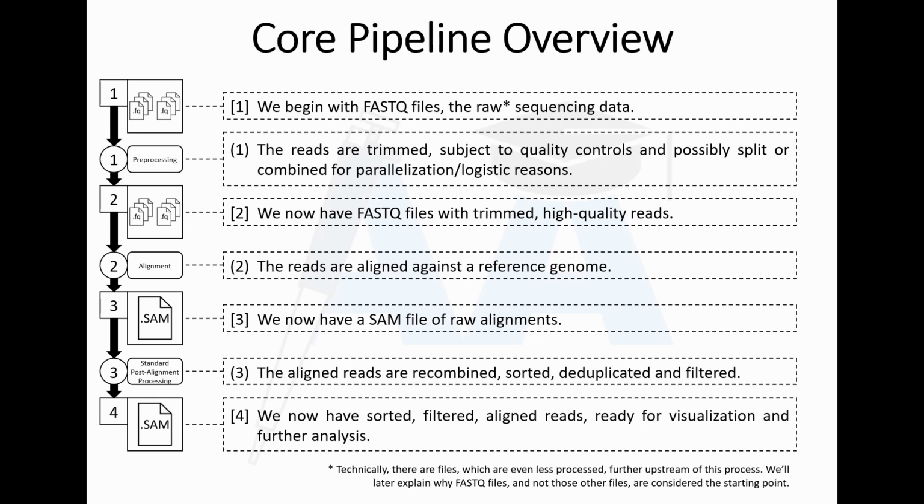Now, I know that, technically speaking, we might start with something that's even less processed than a raw FASTQ file. In that scenario, you'll have to derive a FASTQ file from that raw data. And that will be covered after we finish going over the core pipeline, so don't worry.